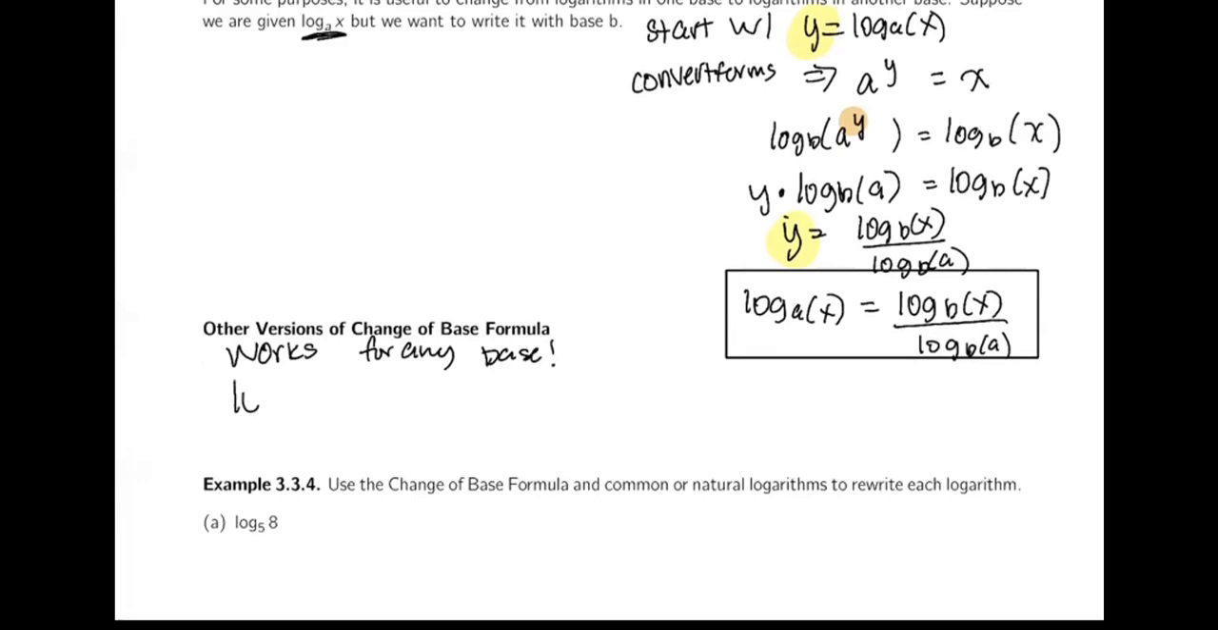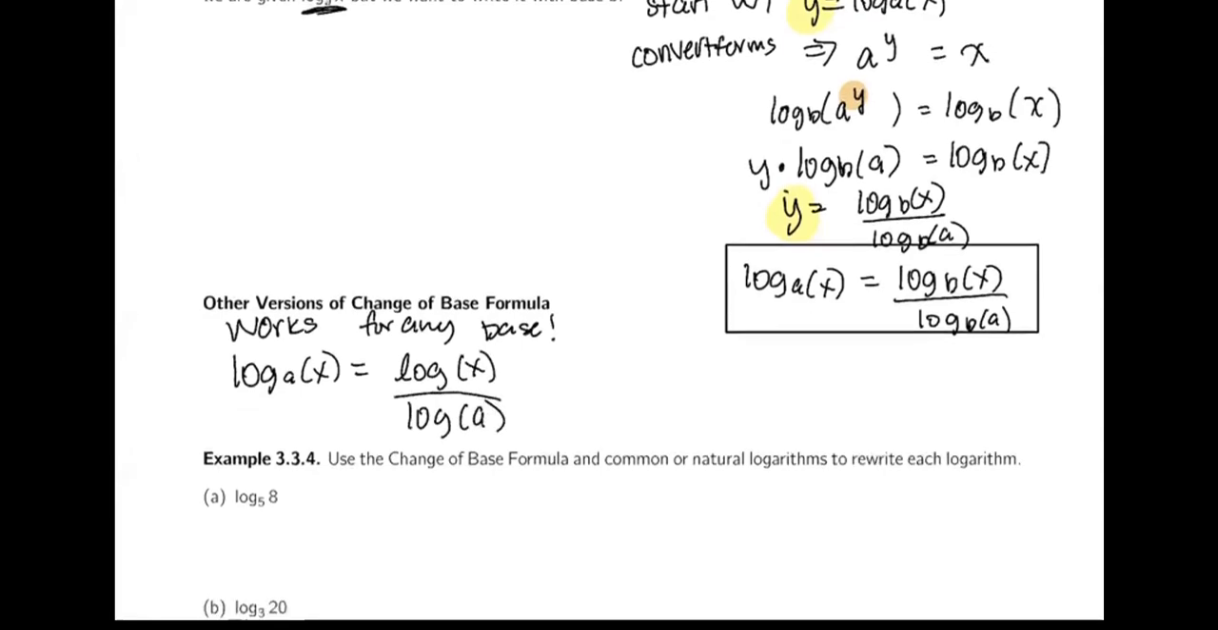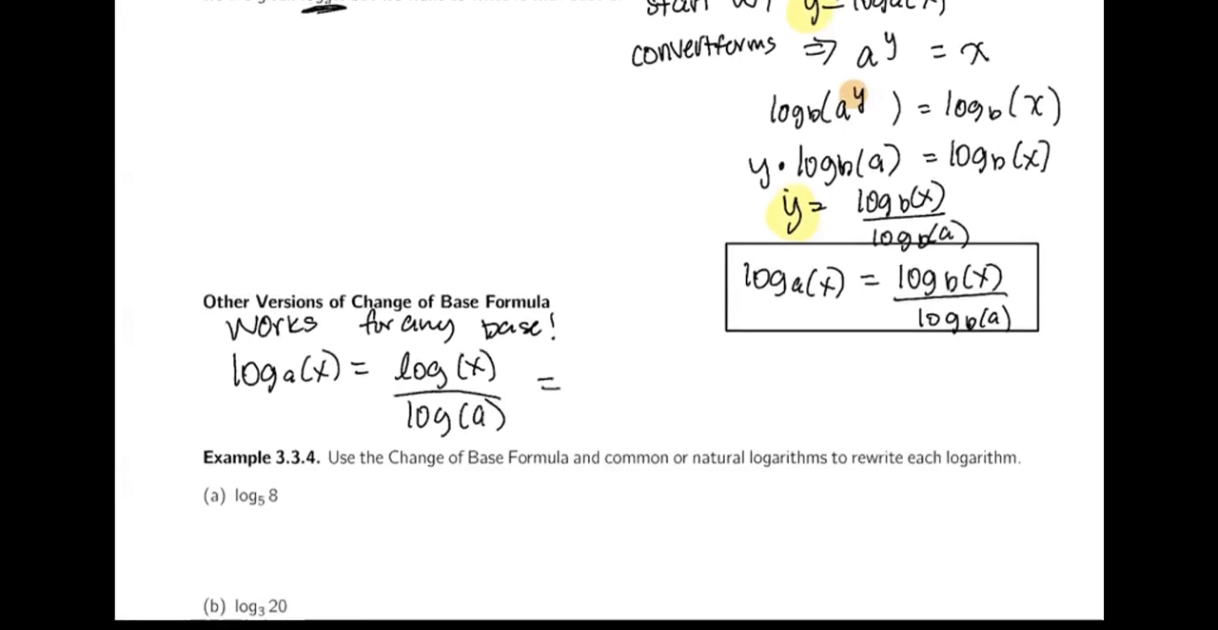So I might say log base A of X is equal to, we could use just the common log base 10, and say log base A of X is equal to log of X divided by log of A. I can also do this with my natural log and say, what if my base was E? Then I could say that log base A of X was equal to log base E of X divided by log base E of A.